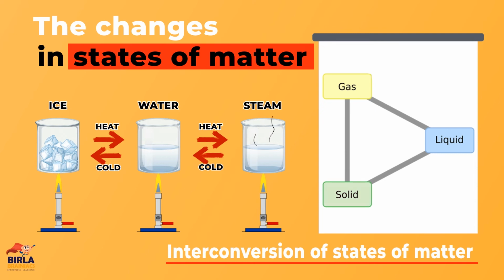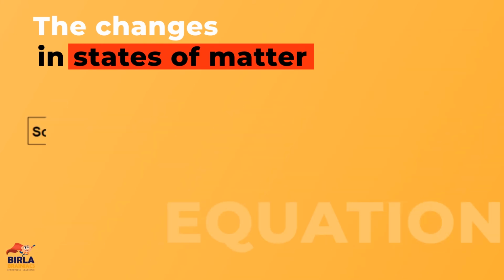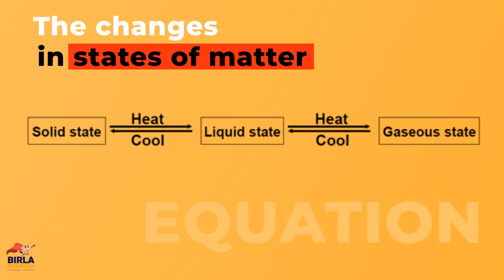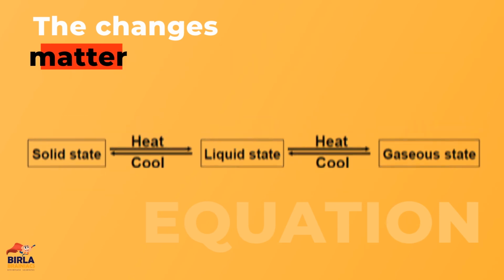So we can generally say that when a solid is heated, it changes into liquid. When a liquid is heated, it changes into gas. When a gas is cooled, it changes into liquid. And when a liquid is cooled, it changes into solid. Now the entire process of this can be represented in the form of an equation as it is given on the screen.